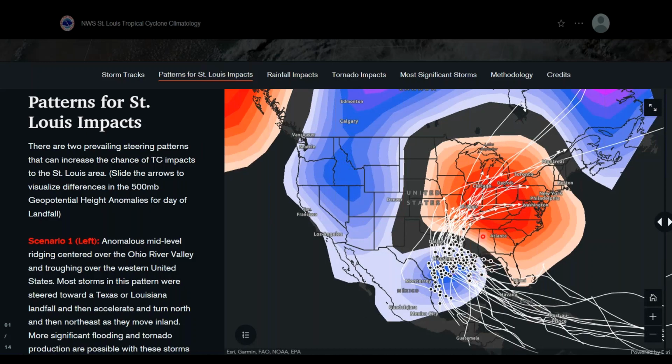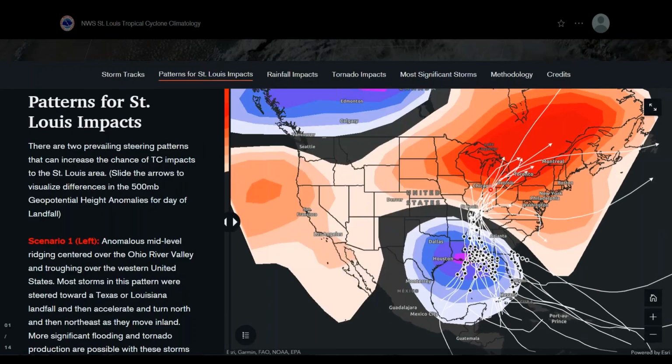This specific geopotential height anomaly map is static for the day of landfall, so you'll note that the storms do look like they're appearing to move into the ridge, but rest assured, all the points that are down here are valid for that specific geopotential height anomaly map. So you'll note with scenario 1 that there's a very strong anomalous ridge over the Ohio River Valley with a strong West Coast trough that eventually will then recurve these TCs out into the mid-latitudes and over St. Louis.